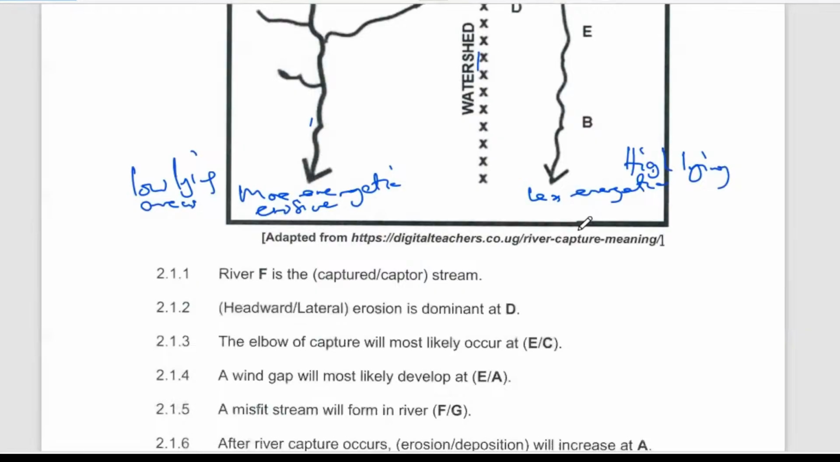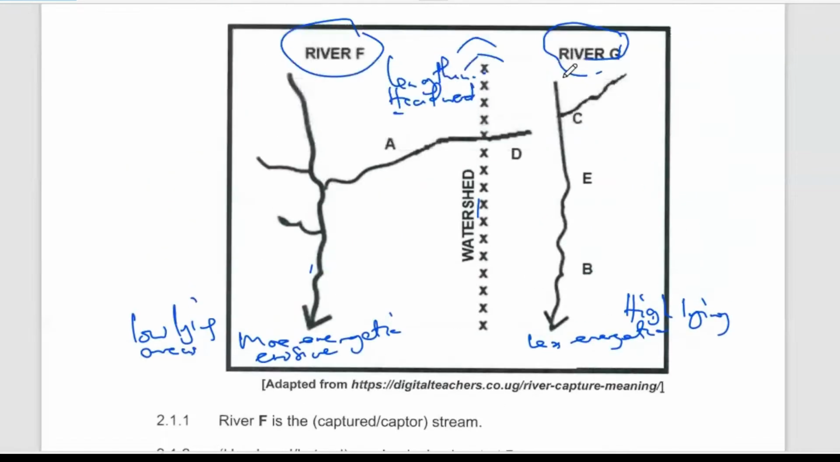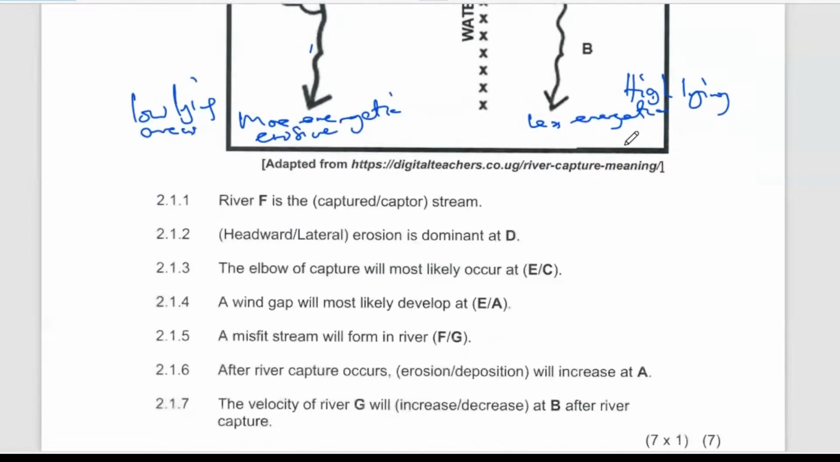Right, let's go to our questions and try to quickly answer them. River F is the captured or captor? We are looking at River F. River F is the one which is capturing, so it is the captor, the one that is intercepting.